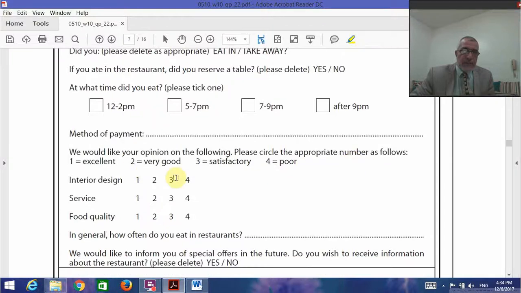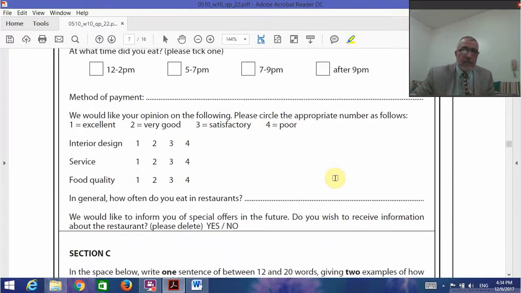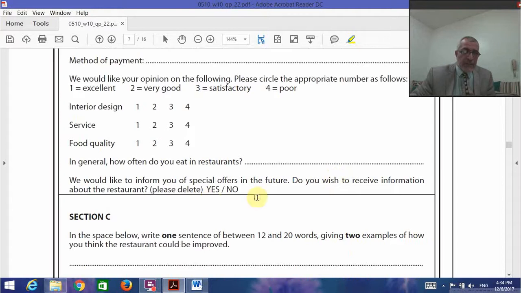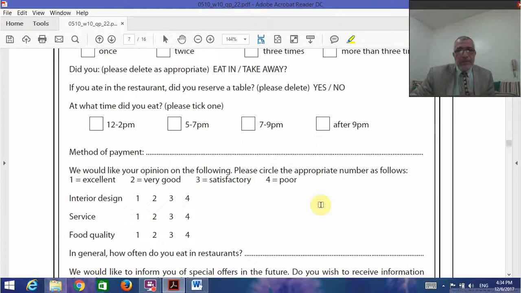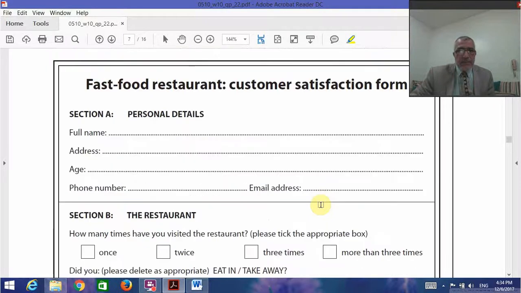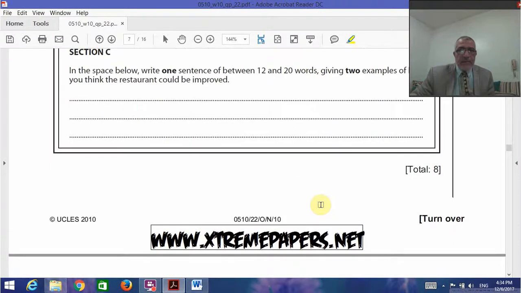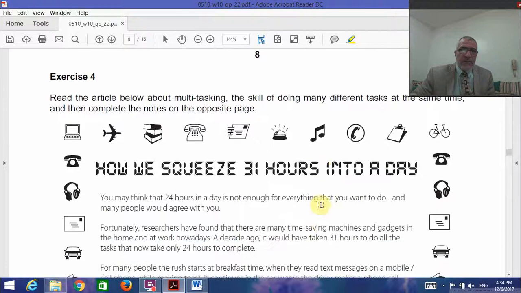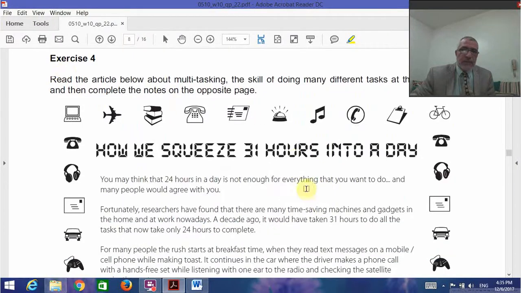And here you have to put them in order, so you have to be careful understanding the instructions in brackets. This is another one for delete as well, yes or no. So this is such general tips and tactics for exercise 3. Then exercise 4 here, this would be note taking.